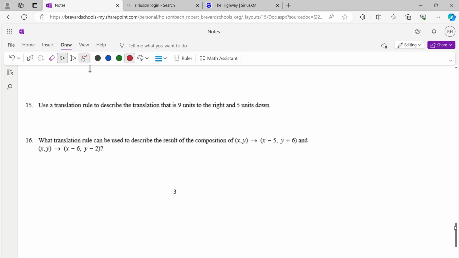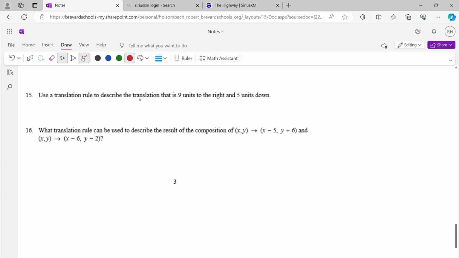Use the translation rule to describe the translation that is 9 to the right and 5 down. This is for every xy. We're moving the x's 9 units right, so x is plus 9. 5 units down, so we're going to take our y's and we're going to subtract 5.